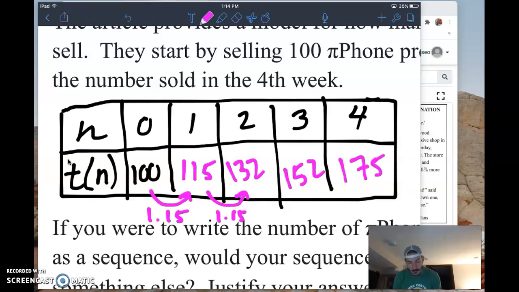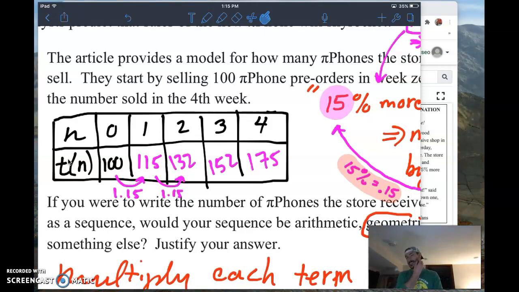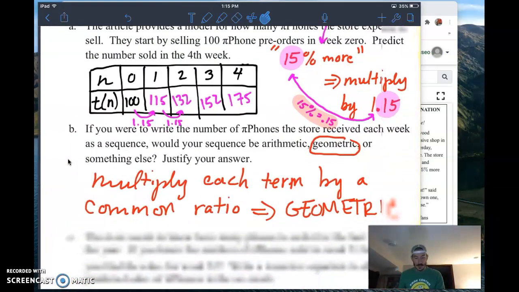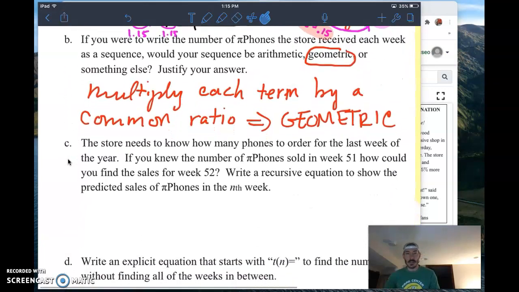175. Okay, so there we go. My prediction using that multiplication rule is going to be approximately 179 Pi phones, right? And then if you were to write the number of Pi phones the store received each week as a sequence, would your sequence be arithmetic or geometric or something else? Justify. And I said because we're multiplying here, this is going to be geometric, okay?